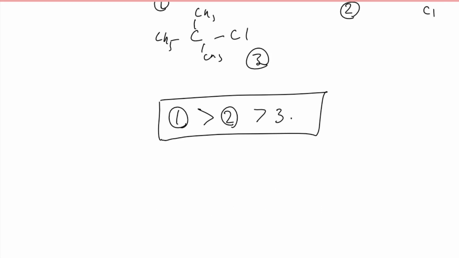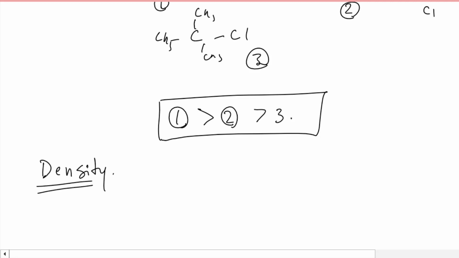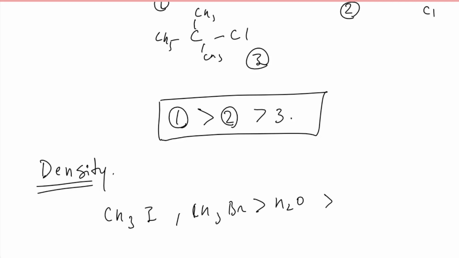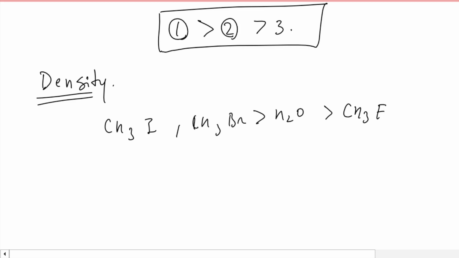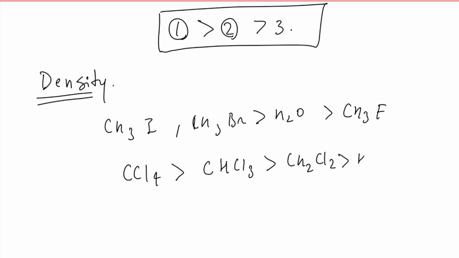Next, if I talk about density, then CH3I, iodo and bromo derivatives are denser than water, and CH3F and chlorides are also denser than water, like CCl4, CHCl3, CH2Cl2, compared to H2O.